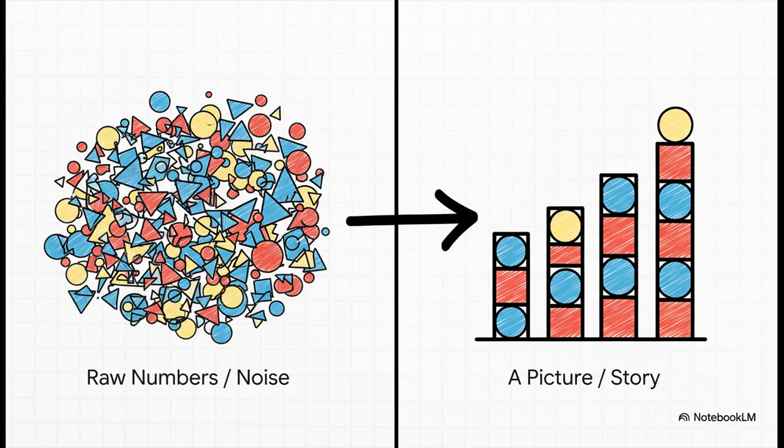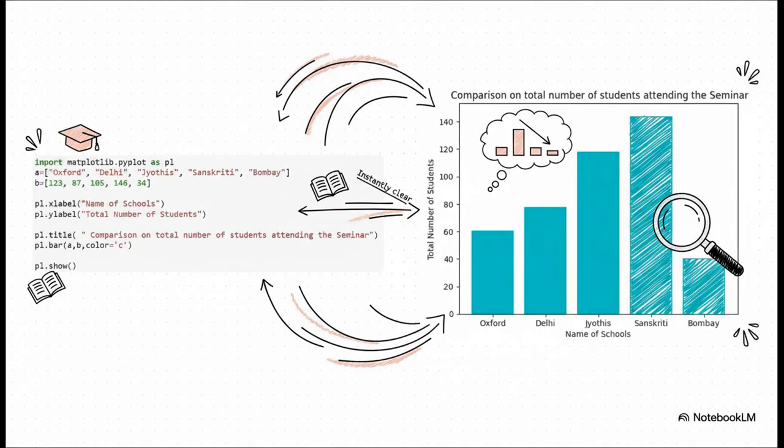It's confusing. But a picture, a good chart can tell a story with 1,000 data points in a single glance. For instance, let's say we want to compare quantities across different groups, like how many students are from different schools. A bar chart is your best friend here. A few quick lines of code can transform our data into this super clear visual comparison, and you can instantly see which school has the most students.